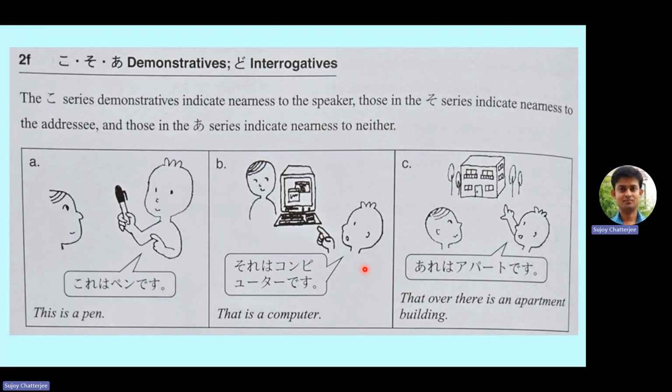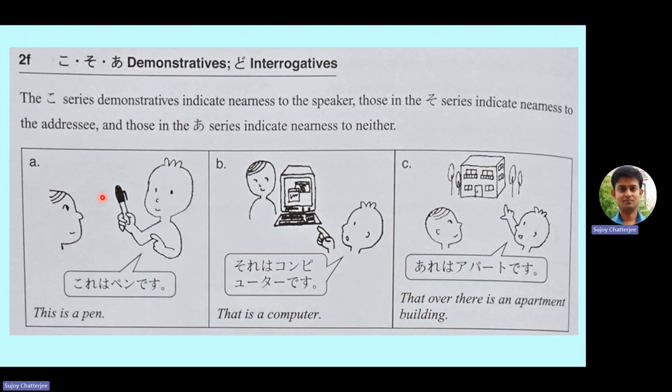Ko, so, a demonstratives, do interrogatives. So the ko series demonstratives indicate nearness to the speaker. Those in the so series indicate nearness to the addressee or the listener, and those in the a series indicate nearness to neither. So what does that mean?